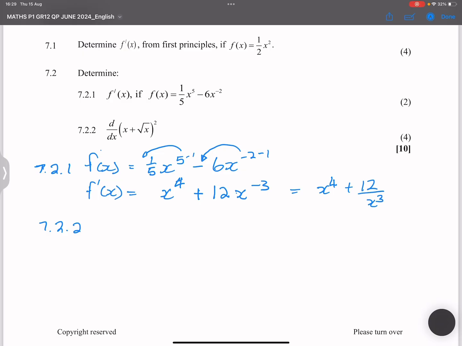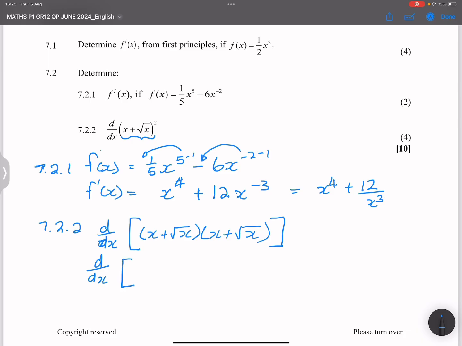Okay, so they say find d/dx of that expression. Now what I'm going to do is, remember, we are squaring this entire thing. So what you've got there is x plus square root x, times x plus square root x. Now please, ladies and gents, stay with me. You do not remove the d/dx until you've simplified the expression that is inside the bracket.